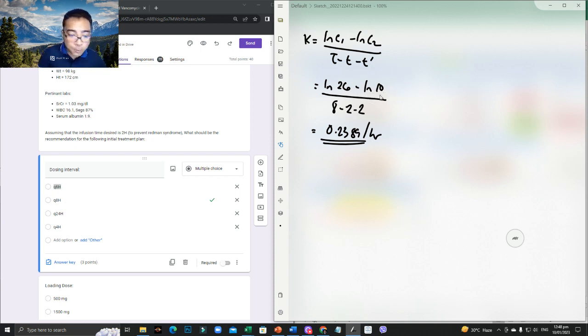Next, class, since we already have K, let's get our Vd, volume of distribution. Joke, the tau first, sorry. Our dosing interval. And the formula, class, for our dosing interval would be ln, oh, wrong.